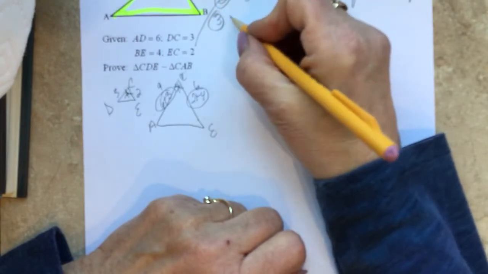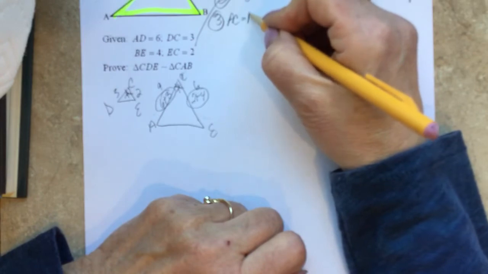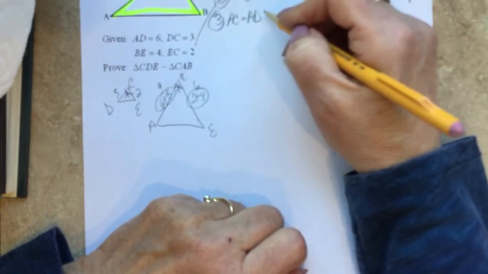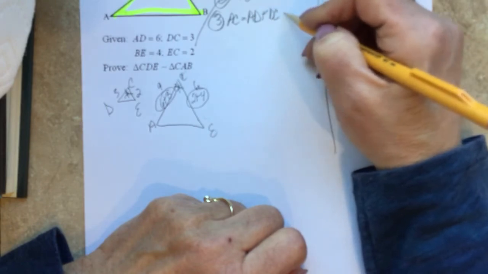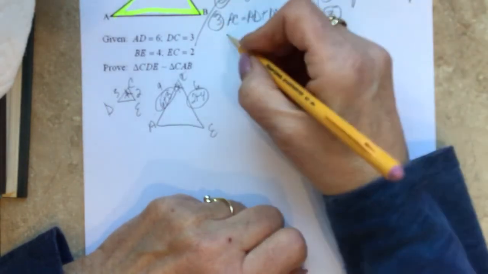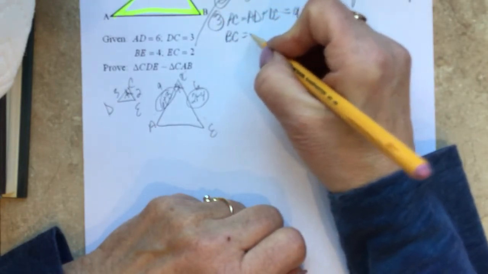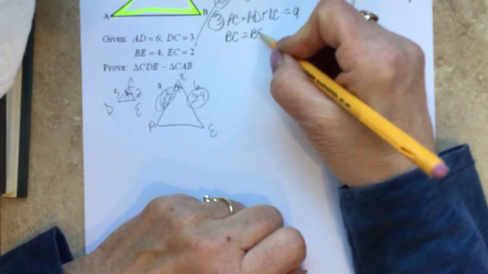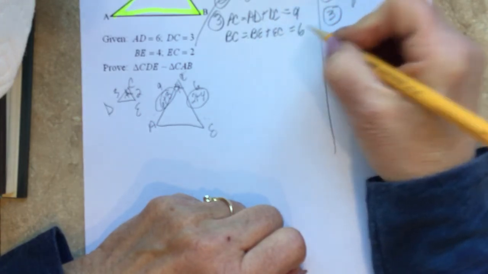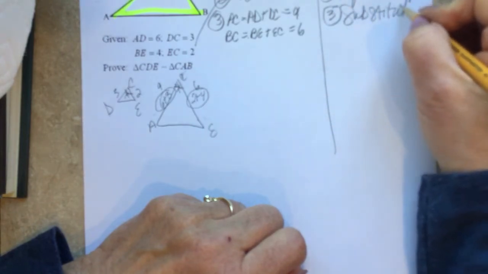All right, so AC equals AD. I'm coming back to this picture. AD plus DC, which equals 9. BC equals BE plus EC, which equals 6. Substitution.